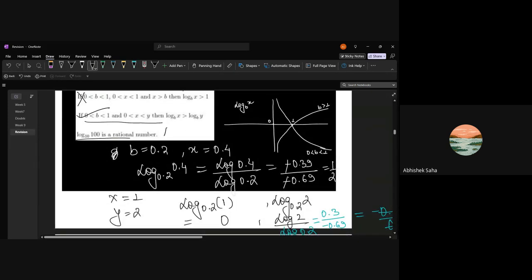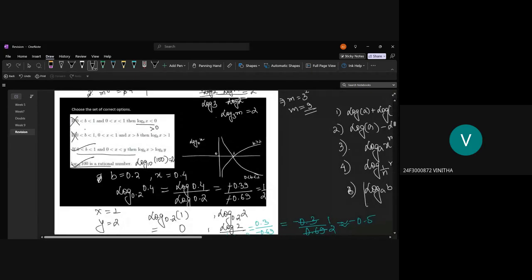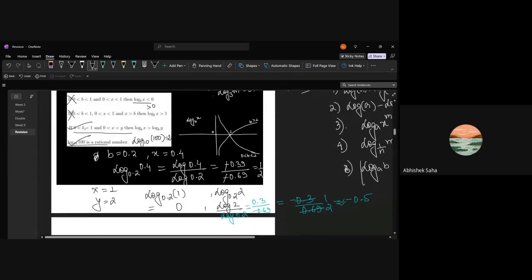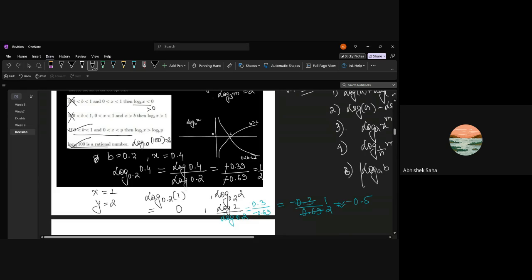We can easily get it, right? Log of 100, that is 10 to the power 2, that is equal to 2. And it is a rational number? Yeah, it is a rational number. That is also correct. How to calculate that? Log 100. Just use the calculator, put log 100, you will get 2. So no need to put log 10 and then 100.